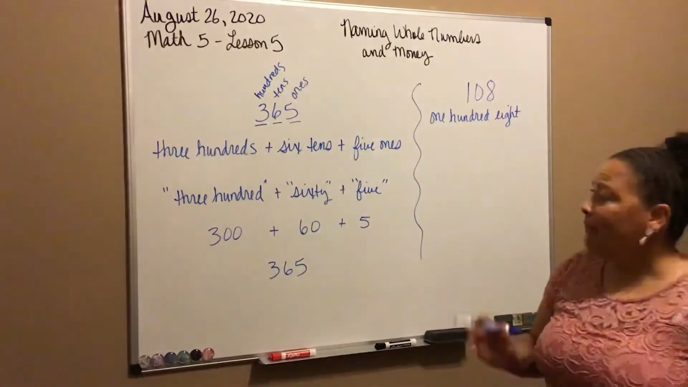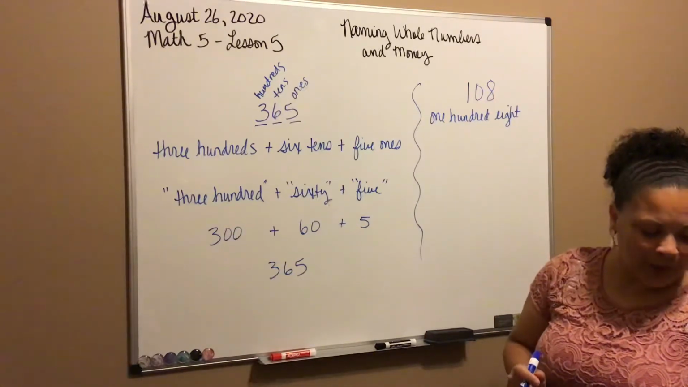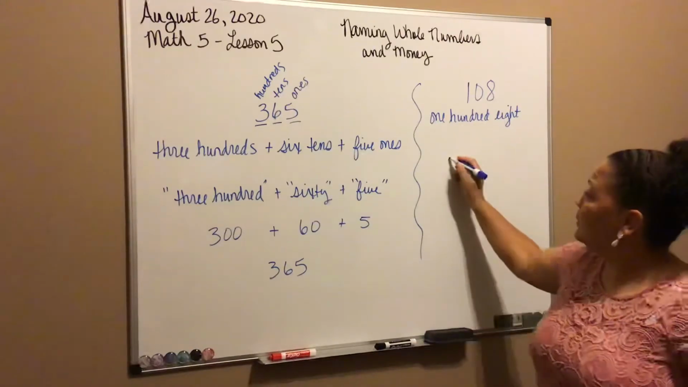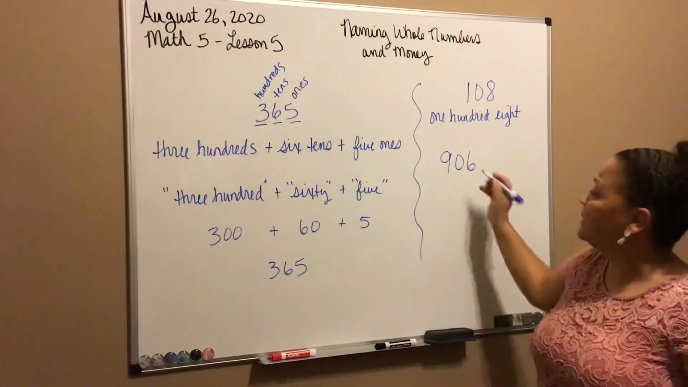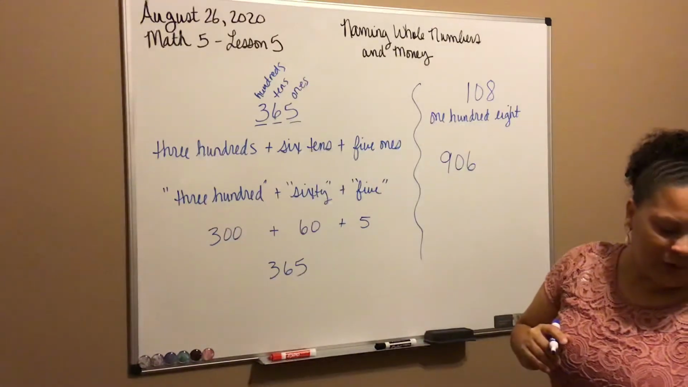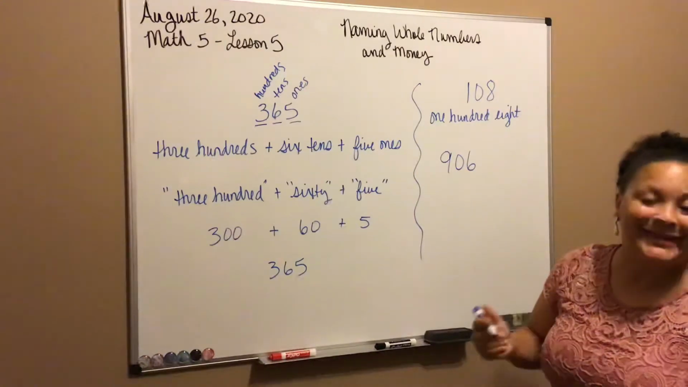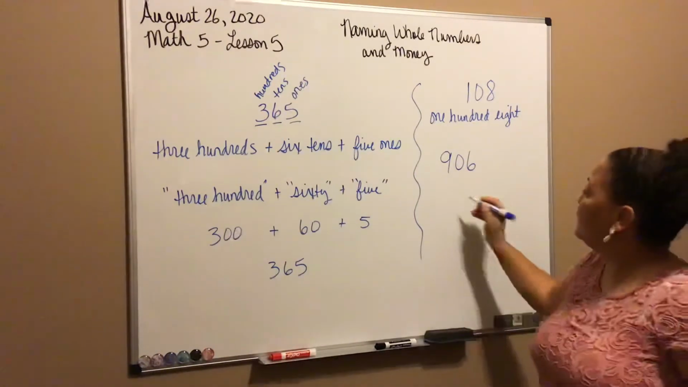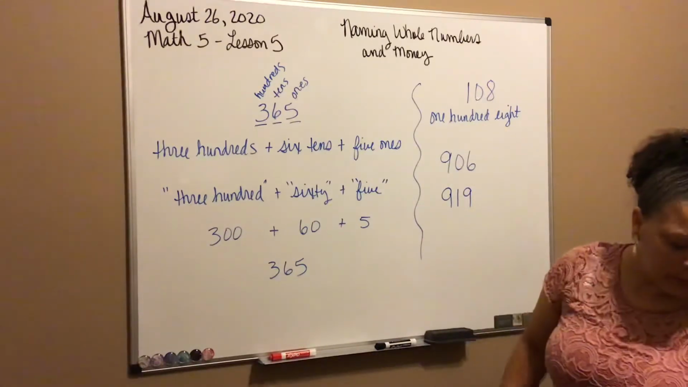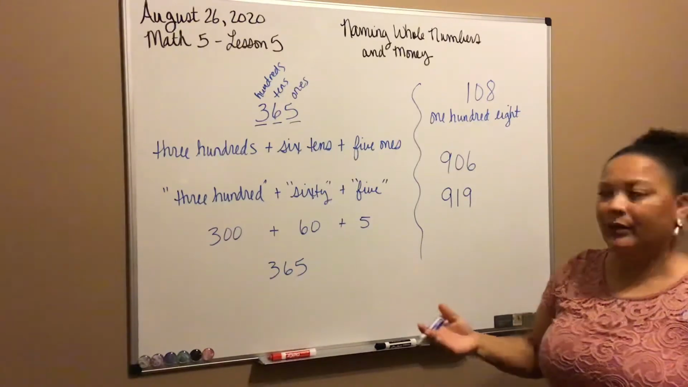So, for example 1, we have the land area of Cameron County, Texas is 906 square miles. The land area of Collingsworth County, Texas is 919 square miles. Which county has the greater land area?